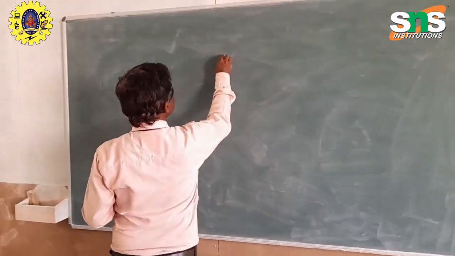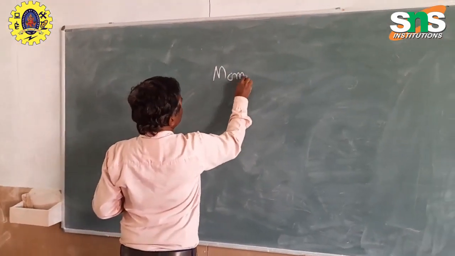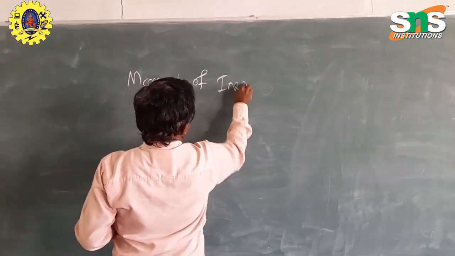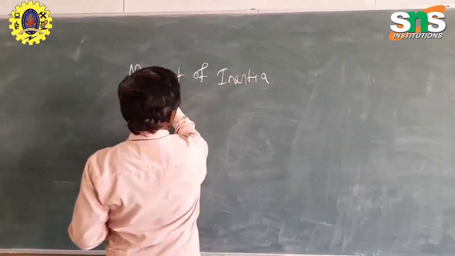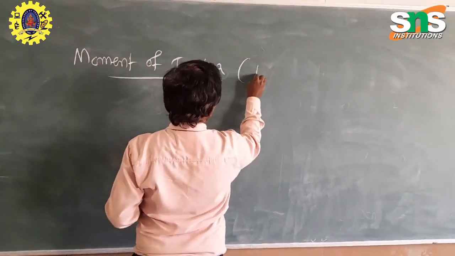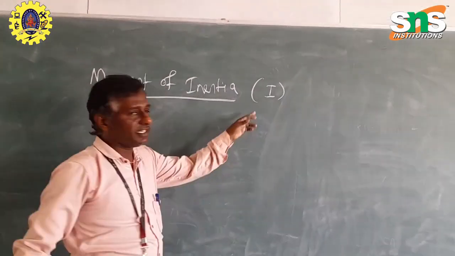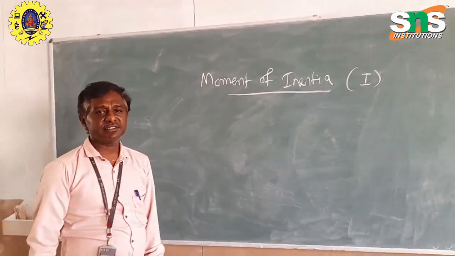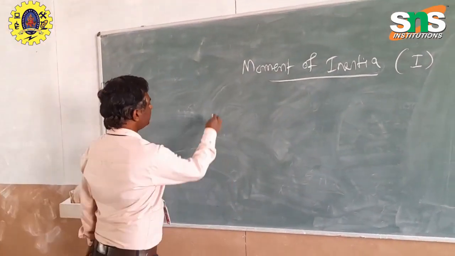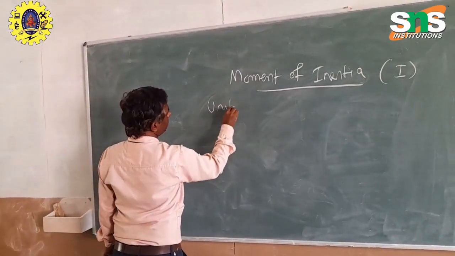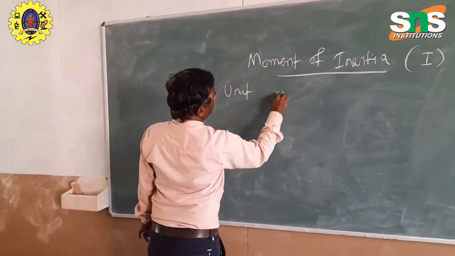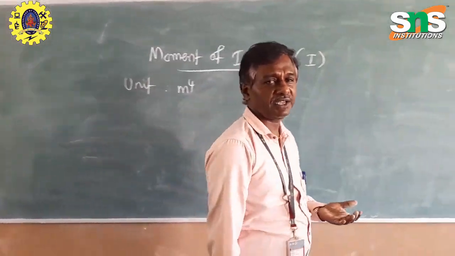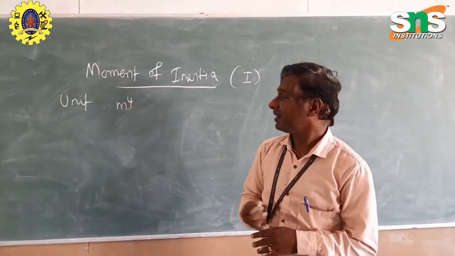So I will say the moment of inertia is represented by the letter I. Then, what is the unit? The unit is measured in terms of meter power 4 or millimeter power 4 or centimeter power 4. Both are mutually convertible.